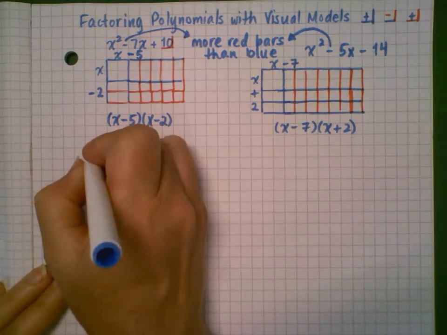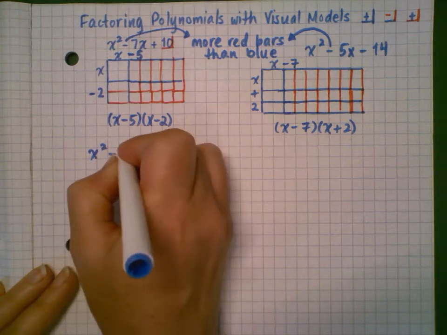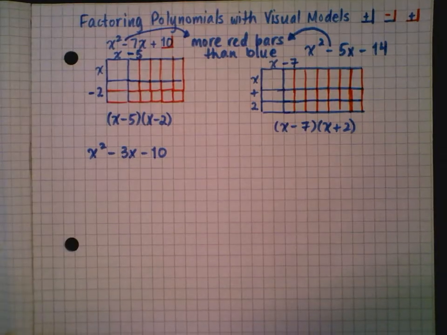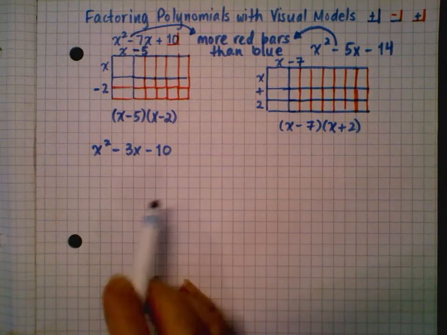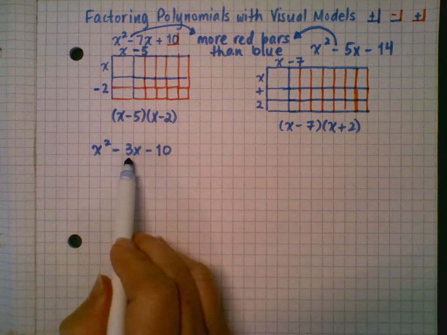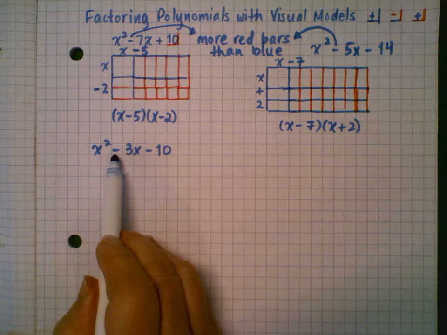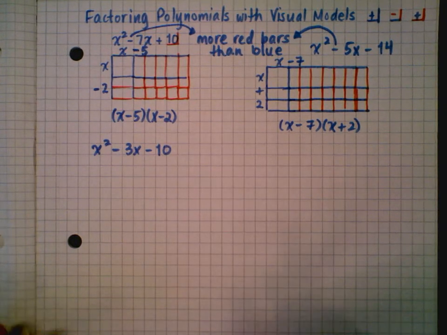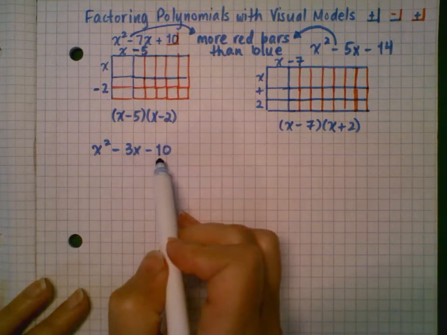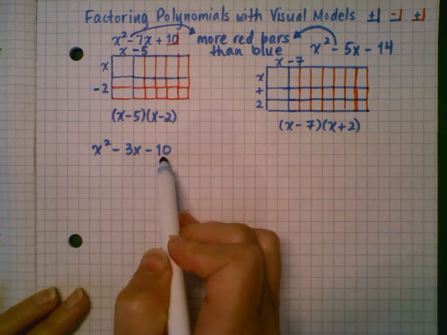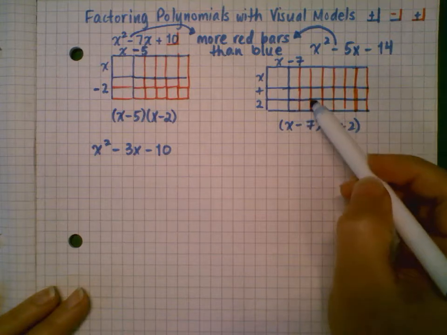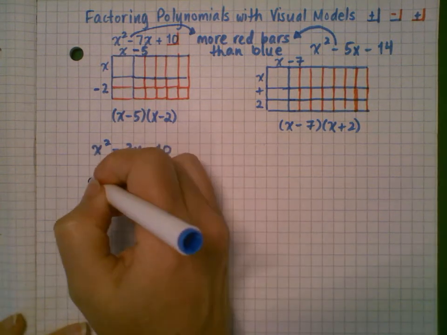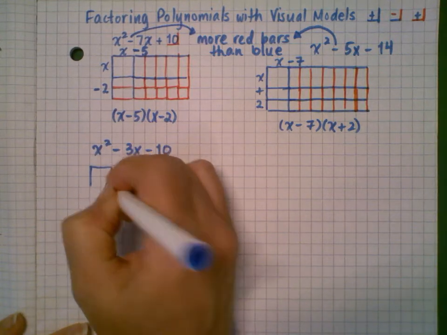All right, let's try another one. x squared minus 3x minus 10. So again, the center or middle linear term is negative, which means there are going to be more reds than blues when I do my bars in. And the final term is negative 10. Therefore, it's going to have intersections of reds and blues. So here's my x squared.